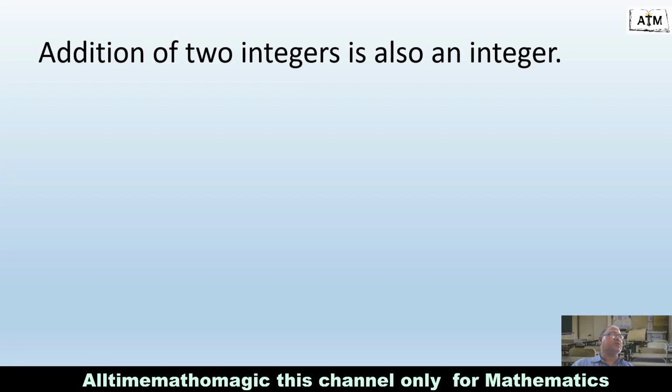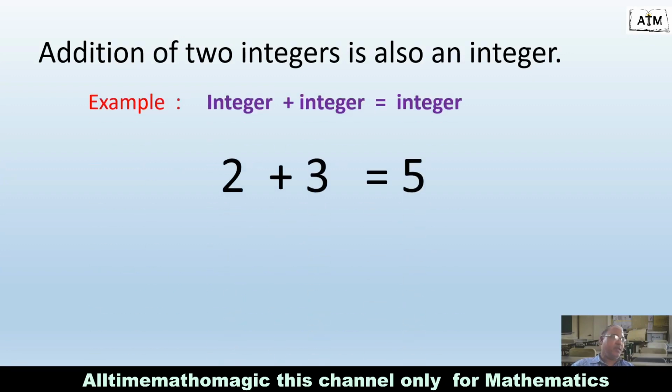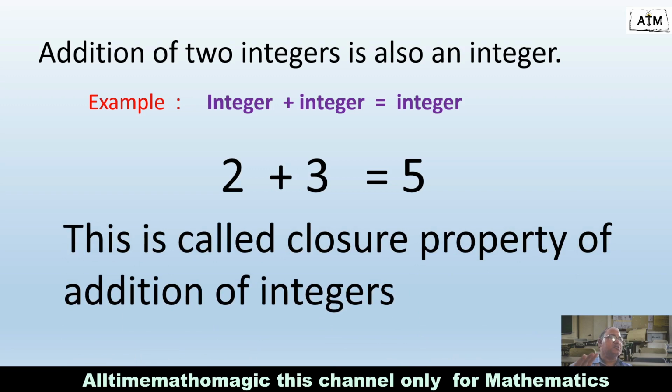Addition of two integers is also an integer. If you add one integer to another integer, the result is another integer. Example, 2 is an integer, 3 is an integer. If you add 2 and 3, you get 5. So 5 is also an integer. Whenever we add two integers, the result is also an integer. This is called closure property of addition of integers.